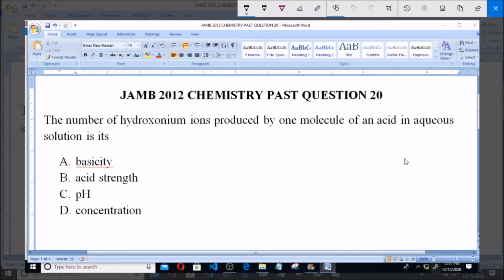The number of hydronium ion produced by one molecule of an acid in aqueous solution is its A. Basicity, B. Acid strength, C. pH, and D. Concentration. Now looking at basicity of an acid.